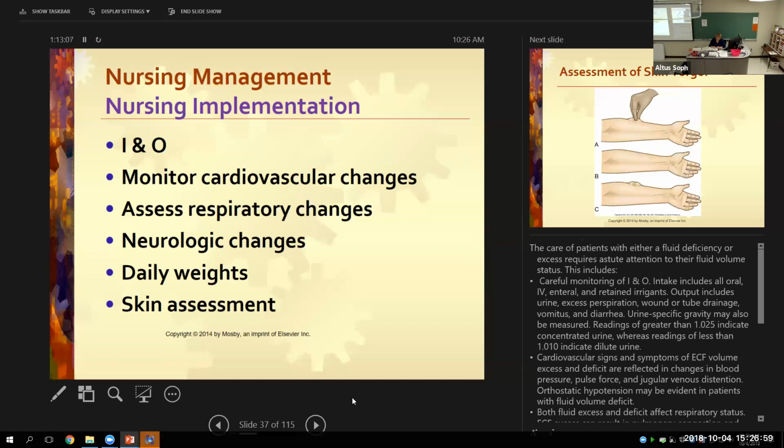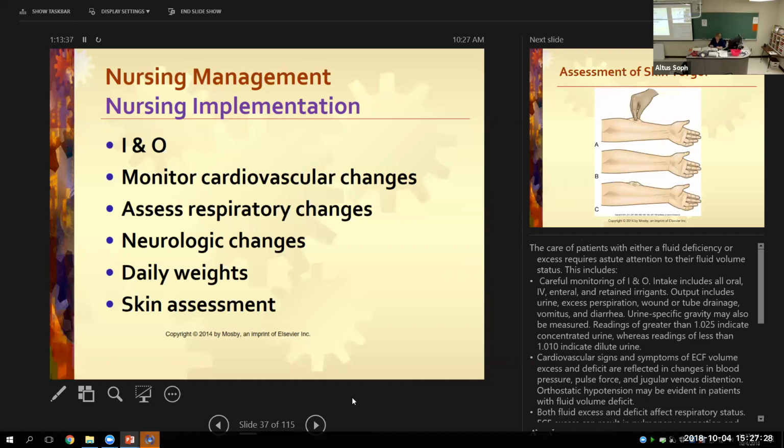Daily weights, very good. So that's what we always tell our patients with heart failure, because it's so important to catch even the slightest weight gains. And when we're talking about weight gain, we're not talking about, am I getting fat because I ate the extra hamburger last night? We're talking about, am I retaining fluid? And that's what you're going to see in the daily weights.